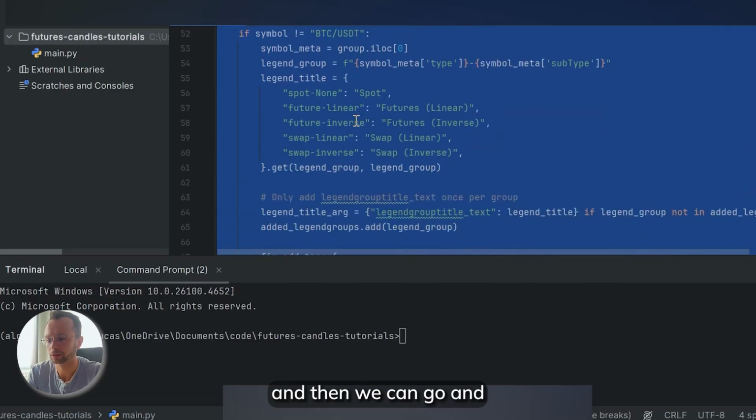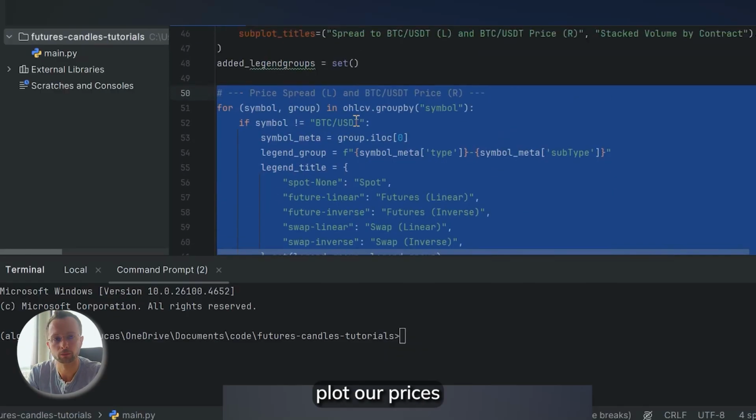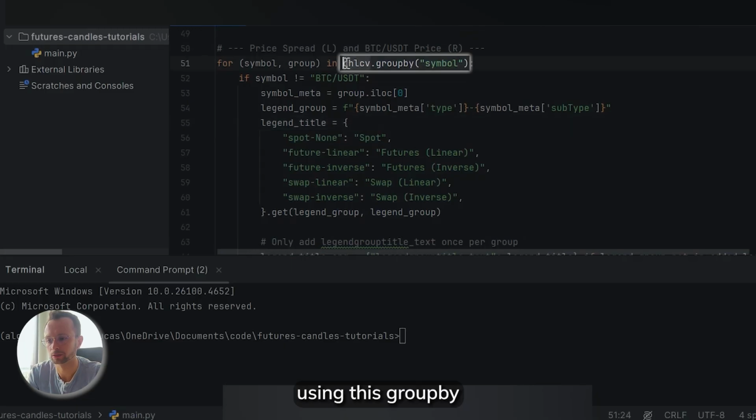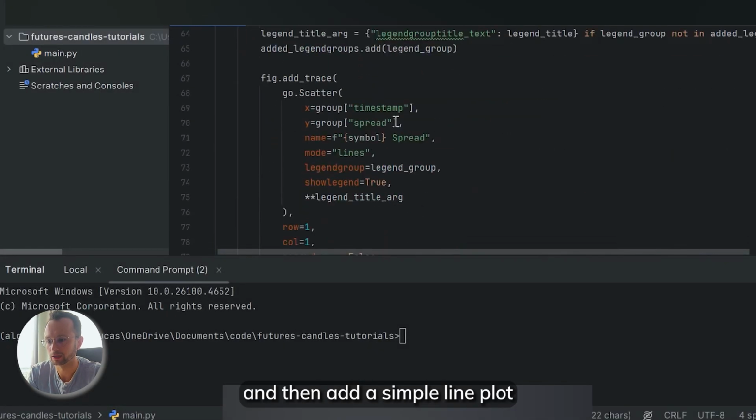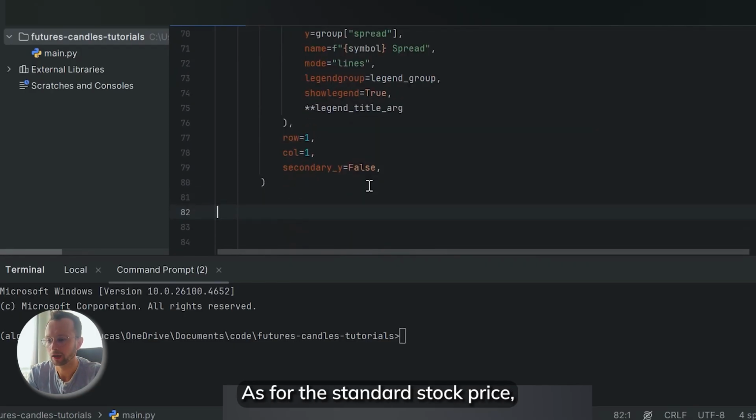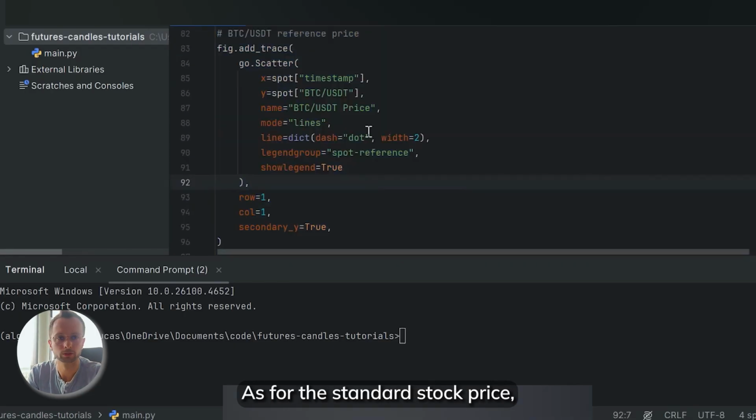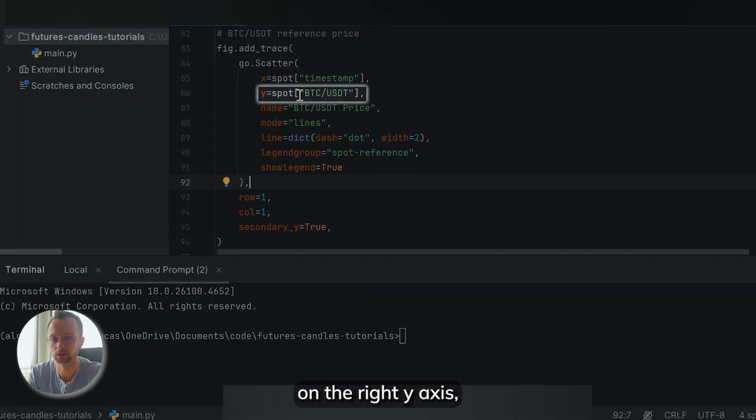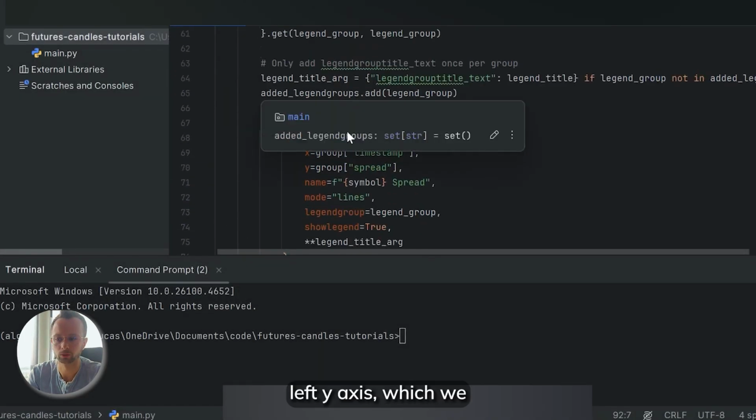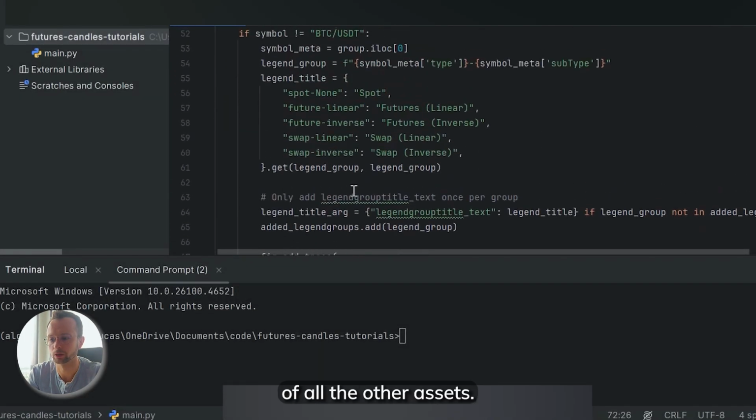And then we can go and plot our prices for our different assets. We're going to loop through them using this group by, and then add a simple line plot using the go scatter function from plotly. As for the standard spot price, we're simply going to be plotting it on the right y-axis, not the left y-axis, which we use to plot the spread of all the other assets.